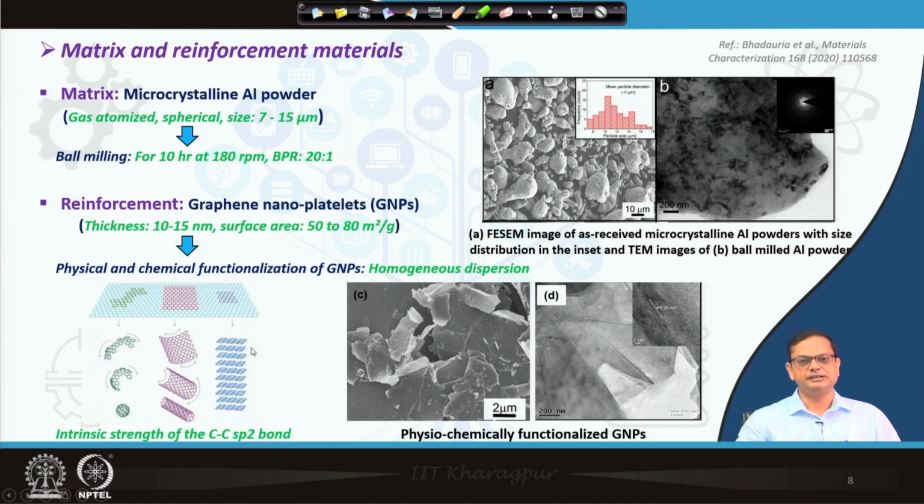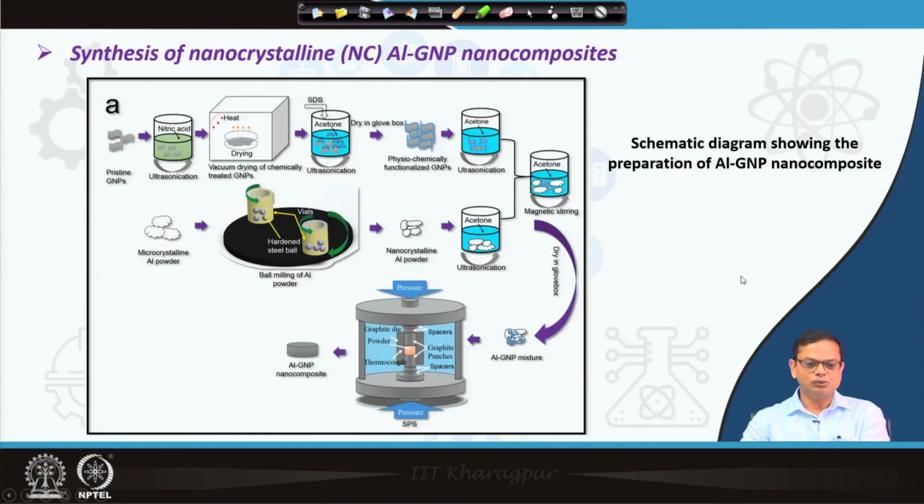In the xy direction, the dimension will be in the micrometer range, but in the thickness direction there will be only a few layers of graphene sheets. So, ultimately the thickness would be in the nanometer range, and you can see it has a flaky morphology like this. In the high magnification TEM image, it looks like this, all these flakes. You can also see the individual layers of graphene; the distance between those graphene layers is basically 0.34 nanometer, that is standard. So, now how this has been made, a schematic has been shown here.